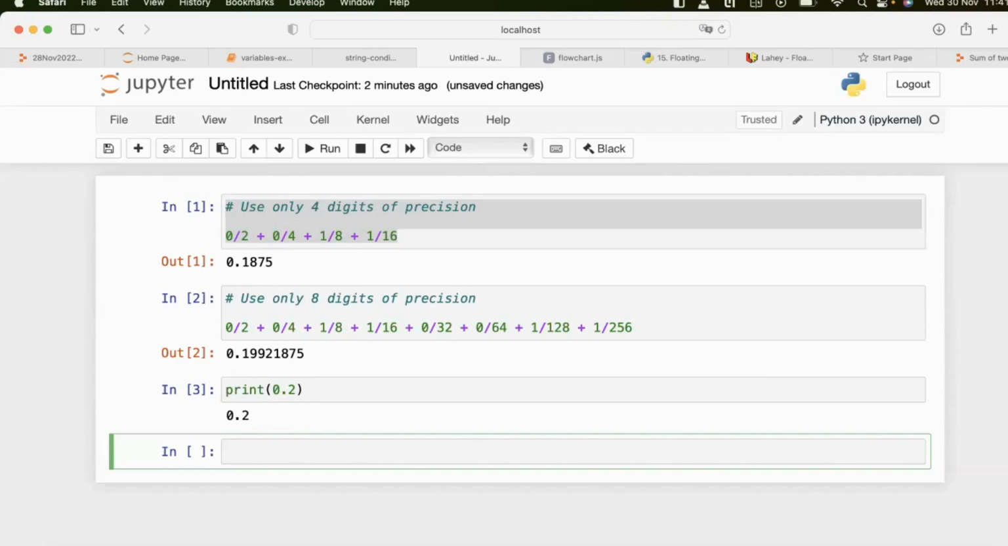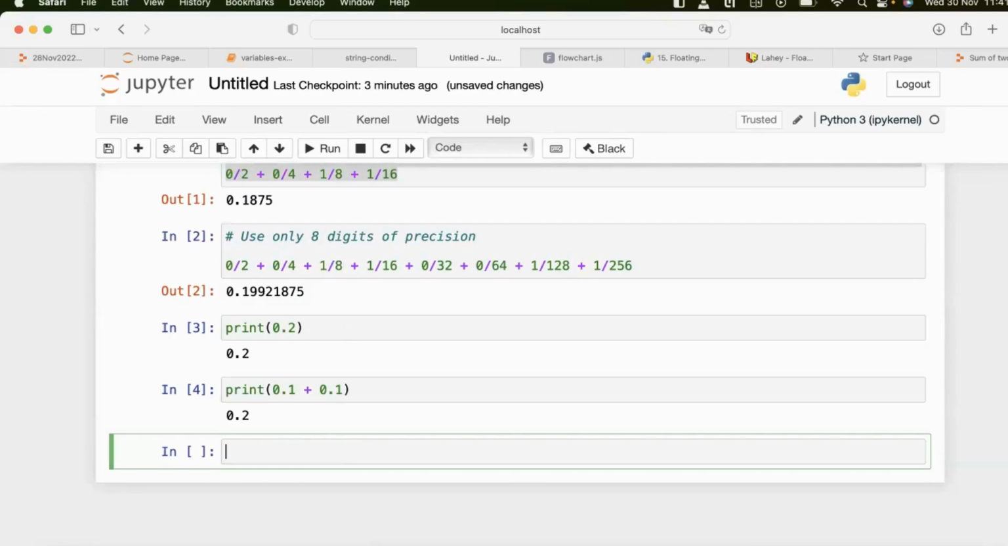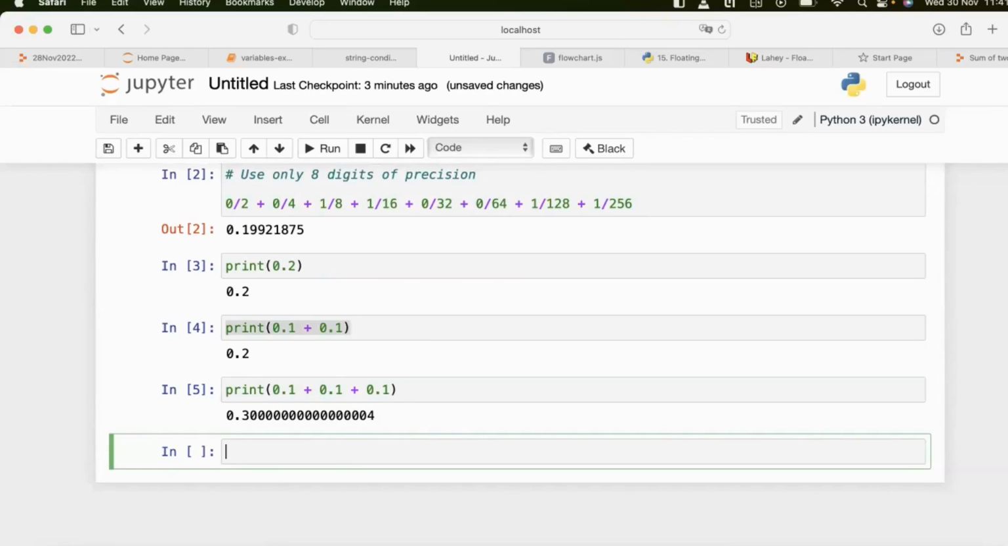So this clarifies the issue: with floats, we can't use arbitrary precision, or we can't directly do any operations with floats. We need to be a little careful. The way we can also see this is, let's say we do print 0.1 plus 0.1. What is the expected answer? We get the correct answer, so no problem in that. What happened now?